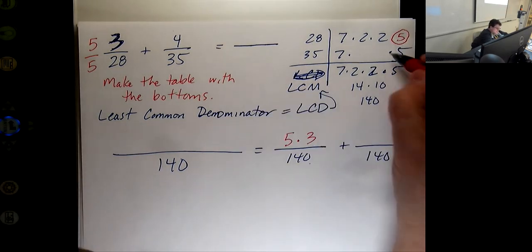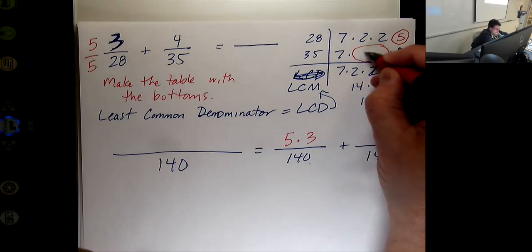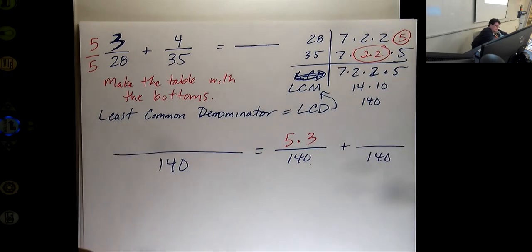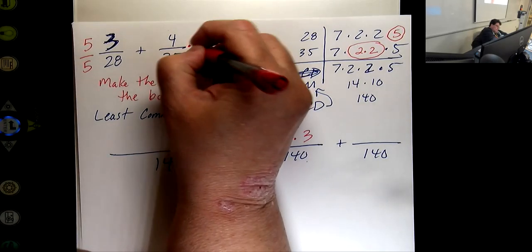The 35 is missing both of these. That's 2 times 2, which is 4. So I can multiply this one by 4 over 4.